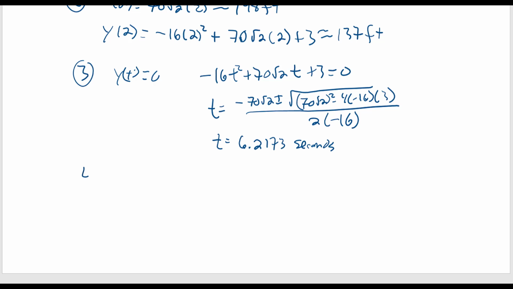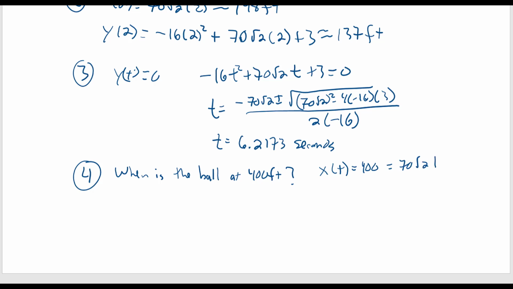So for part 4, we need to know at what time it's going to be at 400 feet. So when is the ball at 400 feet? Then we'll be able to find out how high it is at that time. So when is x of t equal to 400? That's asking when is 70 times the square root of 2 times t equal to 400. So we divide by 70 times the square root of 2, and t is equal to 4.04 seconds.